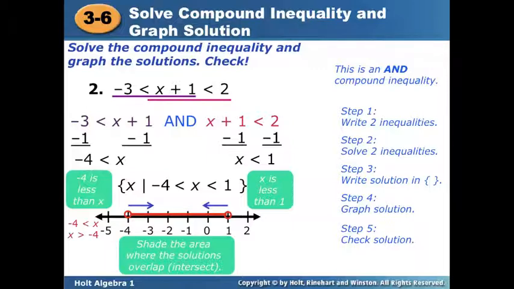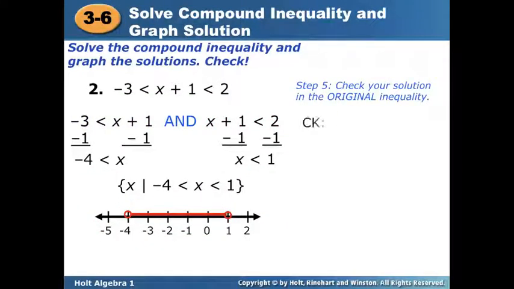We'll now check a number from the shaded region. Always use the original problem when checking. I've chosen to check with a -2. You could pick any number from the shaded region. The only part we need to work out is -2 plus 1. We see that -3 is less than -1, and -1 is less than 2. So this does check out. Our solution and graph is correct.